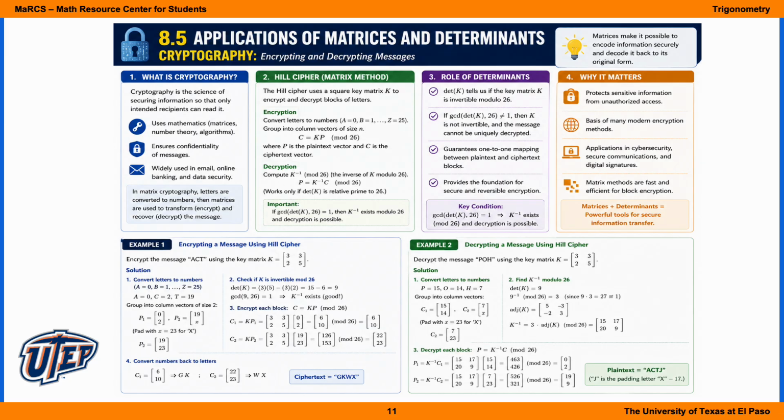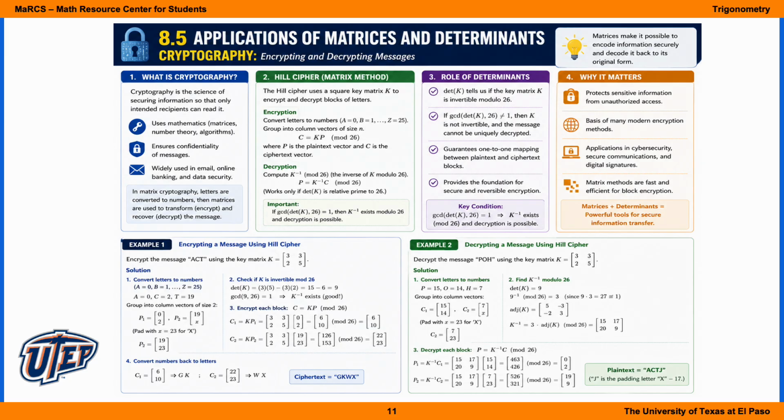For decryption, we take the inverse of K, and we divide by 26 and keep the remainder, so the mod 26. P will be equal to the inverse of K times C mod 26. And this works only if the determinant of K is relatively prime to 26. An important thing to note is that if the greatest common divisor of the determinant of K and 26 is equal to 1, then K inverse exists modulo 26, and decryption is possible. The mod 26 just ensures that all the numbers we calculate range between 0 and 25, because that is what we labeled our letters: A is equal to 0 up until Z is equal to 25.